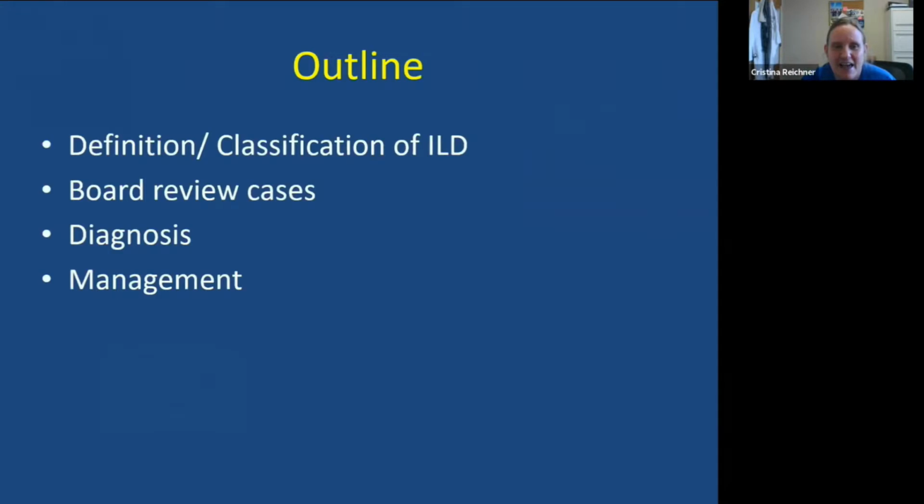So my task today is to take you through the wonderful world of interstitial lung disease. So I'll go over the different types of interstitial lung disease that you may see. We're going to review some board review cases, go over the diagnosis of these interstitial lung diseases, and then also how we manage them.